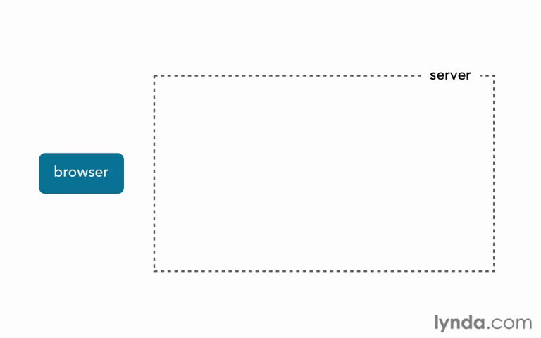To start with, we have our browser, and then we have the web server. Our browser makes a request to the web server. That's when you type in the domain of the site. So let's say that you type lynda.com, it sends a request to the lynda.com web server. In our case, that's going to be localhost though.